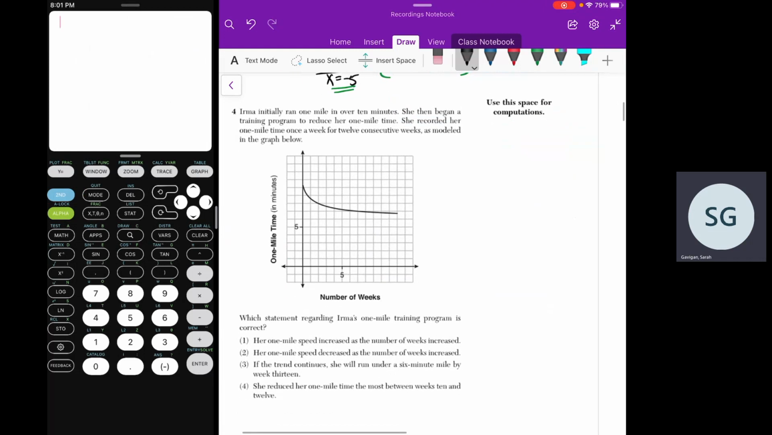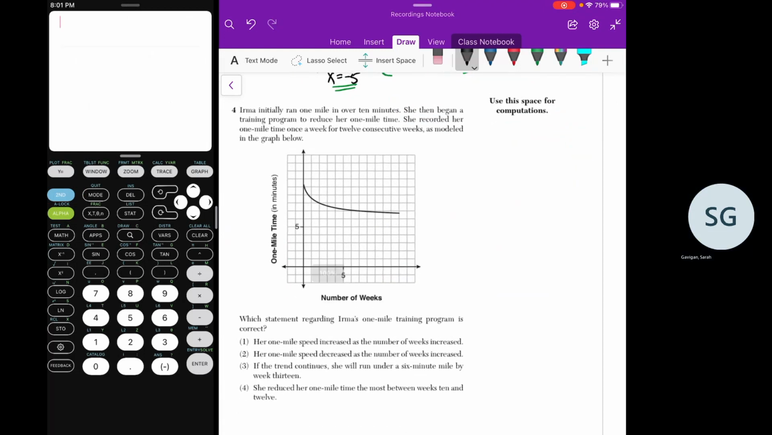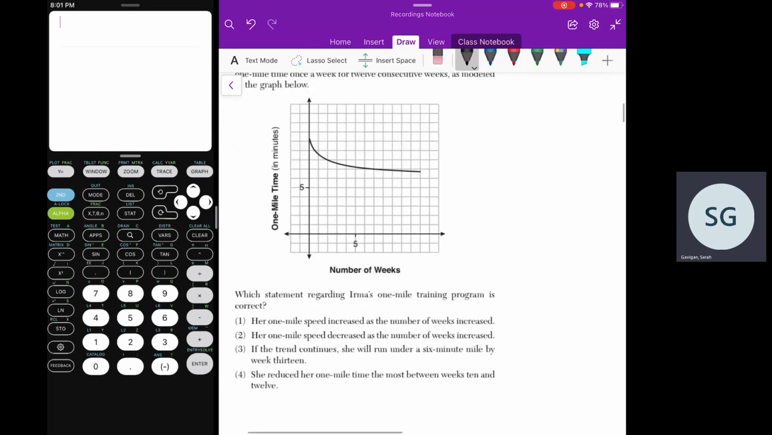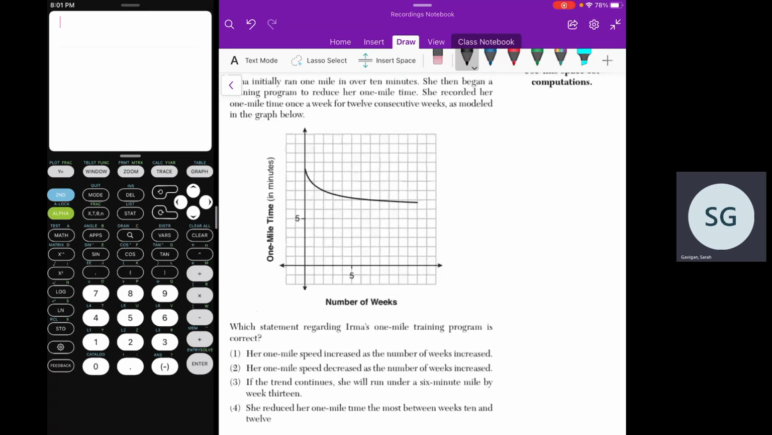Now moving on to number 4, we have a graph. Irma initially ran 1 mile over 10 minutes. She then began a training program to reduce her 1 mile time. She recorded her 1 mile time once a week for 12 consecutive weeks, as modeled in the graph below. All right, so before I get answering these, talking about increasing or decreasing, although this is a decreasing function, we got to think about what the numbers mean.